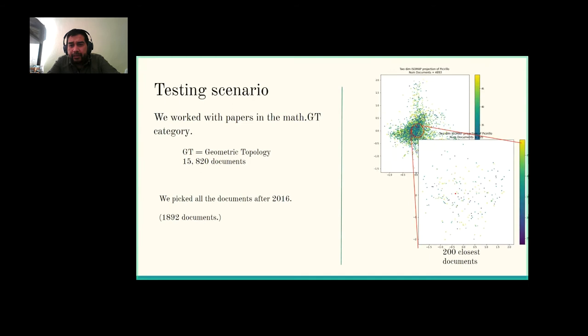And also, if we want to understand it, the holes are going to appear with connections with the closest documents. So we just want to pay attention to that, and it's easier for the computer to compute the persistent homology and other stuff if we just look at the closest documents.